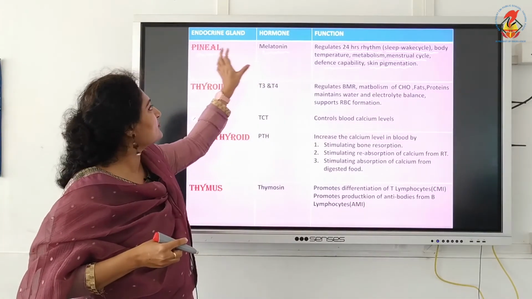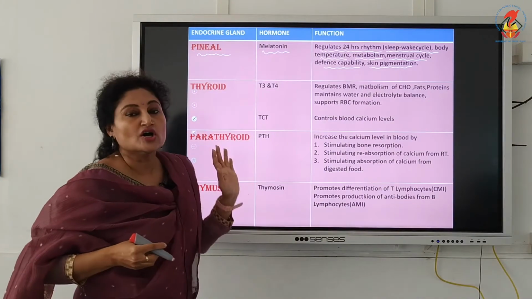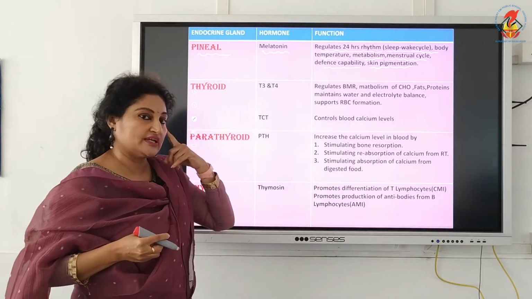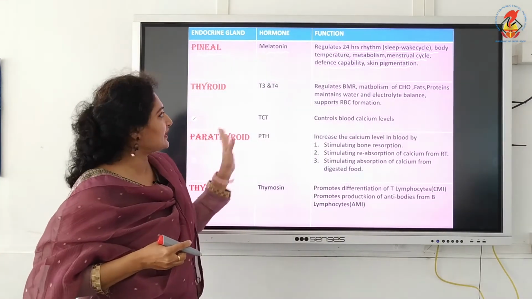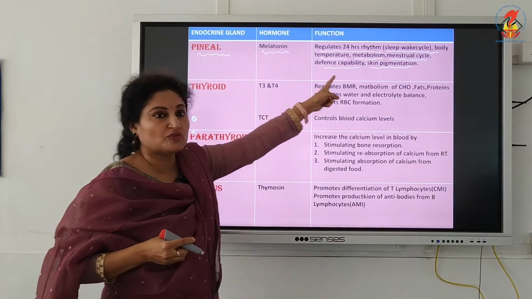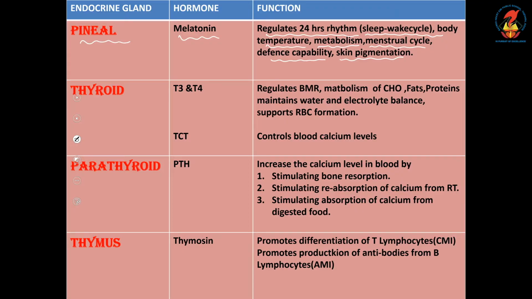So that's all about melatonin, which is released by the pineal gland, which is located at the dorsal side of the brain. So once again, it regulates the 24-hour rhythm. To make it clear: the sleep-wake cycle, then the body temperature, metabolism, menstrual cycle, defense capability, and also to some extent skin pigmentation.